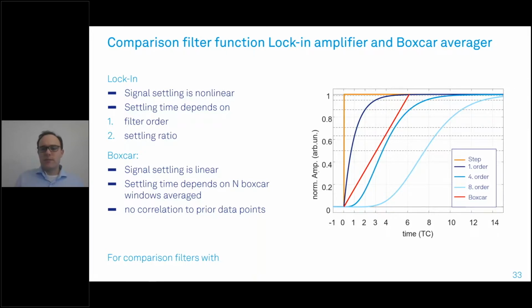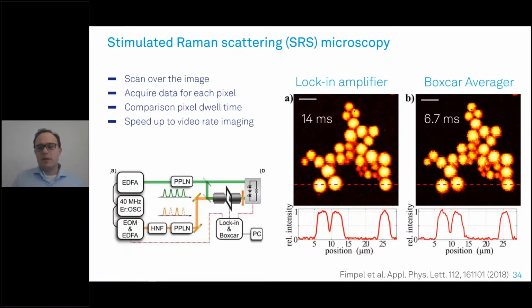microscopy measurements. And this is also the last example to show you that this is not pure theory, but this can be really used. Here we have example measurements where a lock-in amplifier and a boxcar averager were compared. There was a scan over the entire image, and the data for each pixel is acquired.